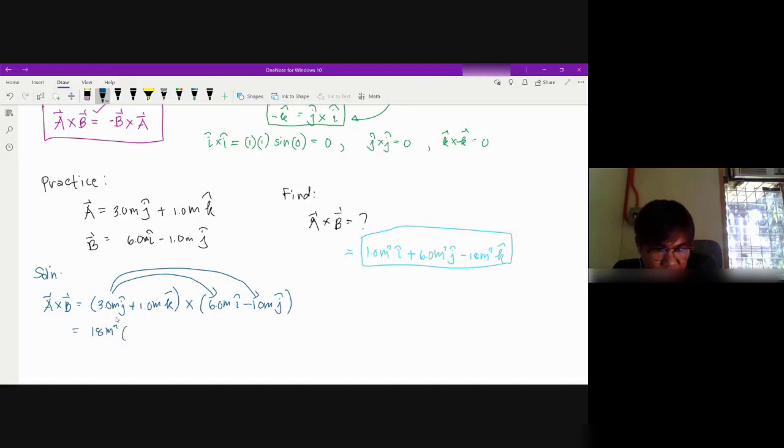And then you write j cross i, so that means j hat cross i hat. Right? Now, how about the second term? You have positive 3 times negative 1, so that produces negative 3 meters square, and then you have j cross j hat.